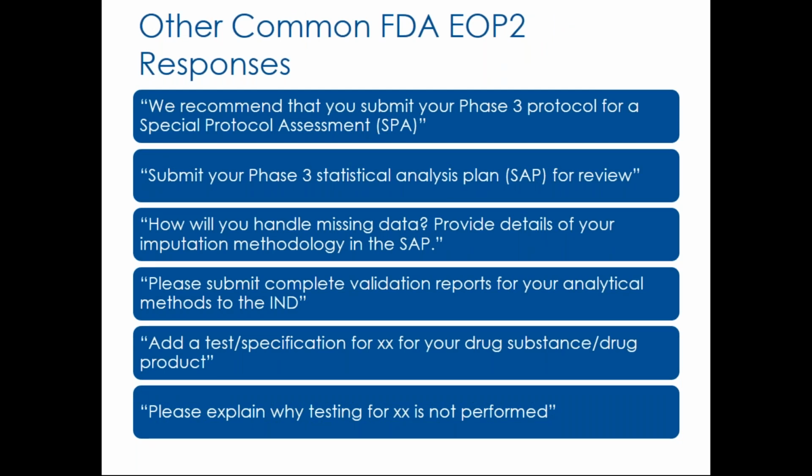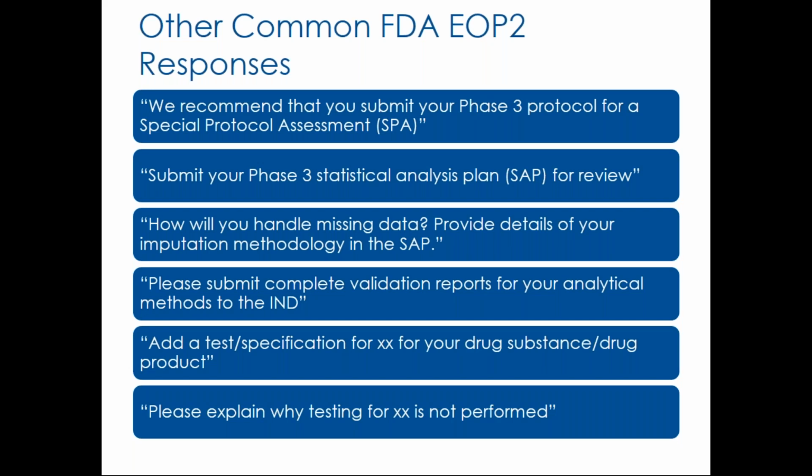So other common responses, one of the things that I've had happen to me once and never again was for a division to tell me to submit our special protocol assessment at the end of the end of phase 2 meeting. That is to be avoided at all costs because that's another round of review at FDA for your phase 3 protocols. So you want to ensure that what you submit in your end of phase 2 meeting is a complete and comprehensive phase 3 protocol with all the statistical analyses very clear.